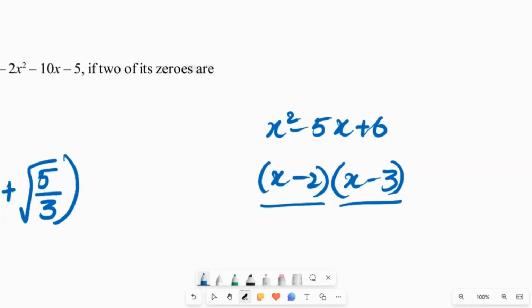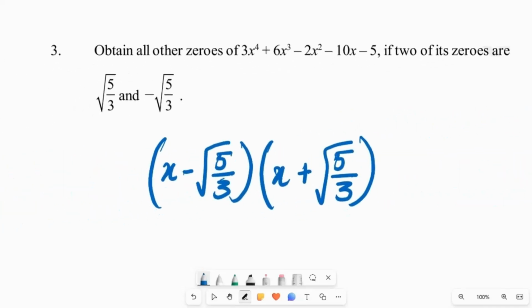So, if I say that 2 is the zero of this quadratic polynomial, find the other zero, I would divide the quadratic polynomial by x minus 2, and the quotient is what I would get, x minus 3. So, by dividing a quadratic polynomial by one of its factors, the quotient will give the other zeros of the polynomial.